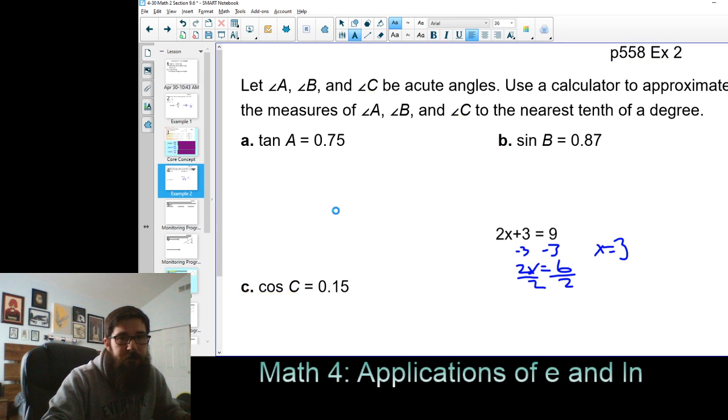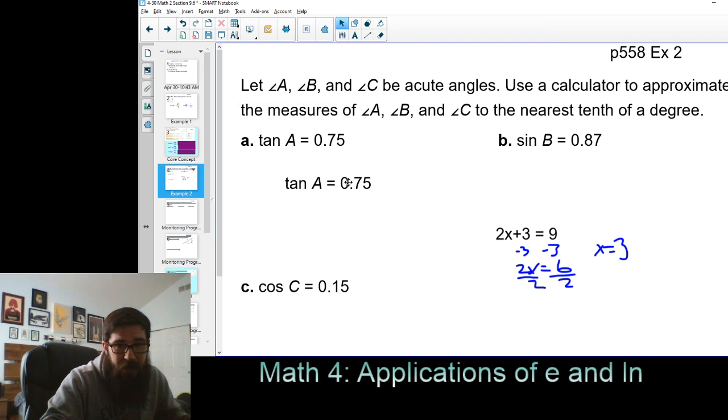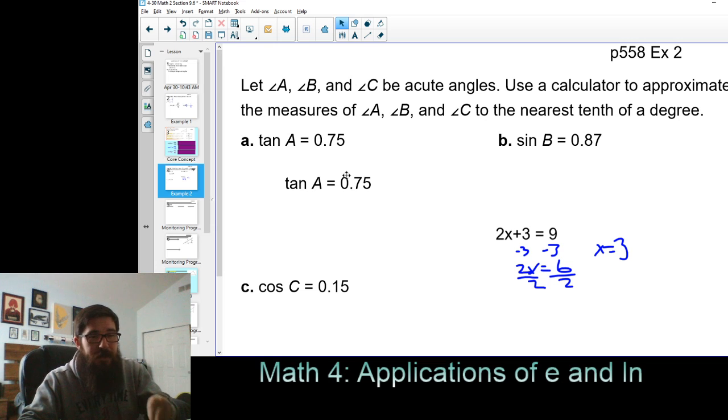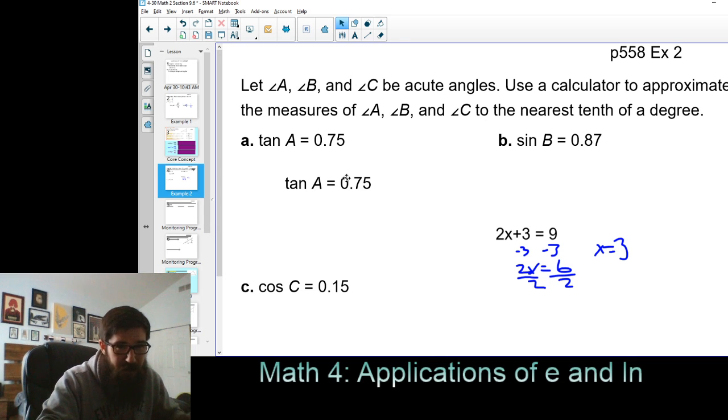Come on. There we go. So if I take my tangent of A, I need to find something that undoes tangent. What is that? Well, as we talked about in that previous slide, the inverse tangent. Now, this is where it's going to look really weird.